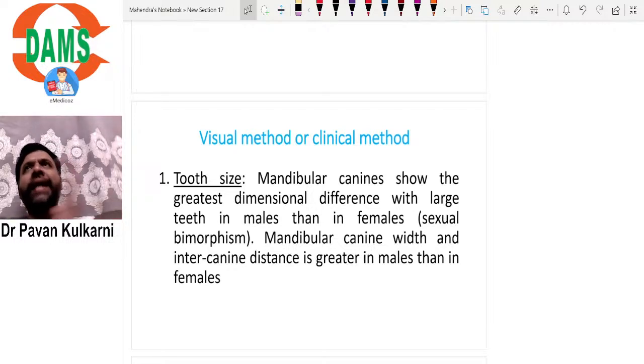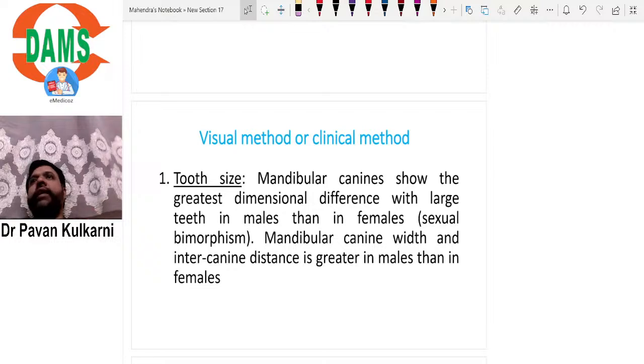if you compare between the males and females, they have the same dimensions, except one tooth, that is the mandibular canine. Mandibular canine is slightly different in males and females. Males have got a greater width of mandibular canine compared to that of the females. And even in males, the intercanine distance is greater.